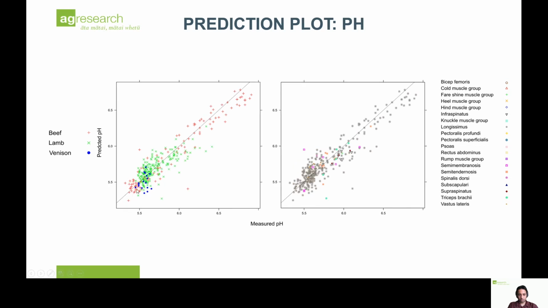Similarly, for pH, a good range for beef, a tighter range for lamb, and very tight range for venison. And here also, in terms of muscle types, you will see that irrespective of the muscle type and meat type, the models were able to predict the pH quite well.